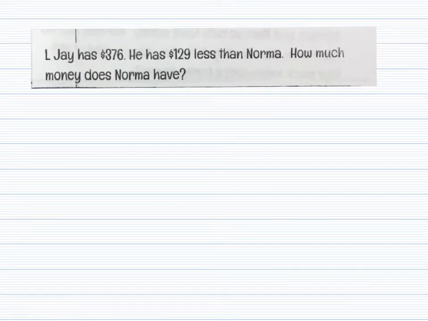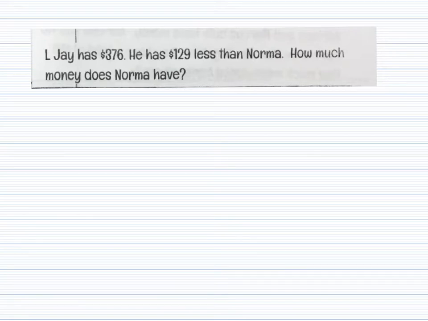Okay, class, now let's try this problem. Again, we do both steps. We create our mind movie. It says LJ has $376. He has $129 less than Norma. How much money does Norma have?